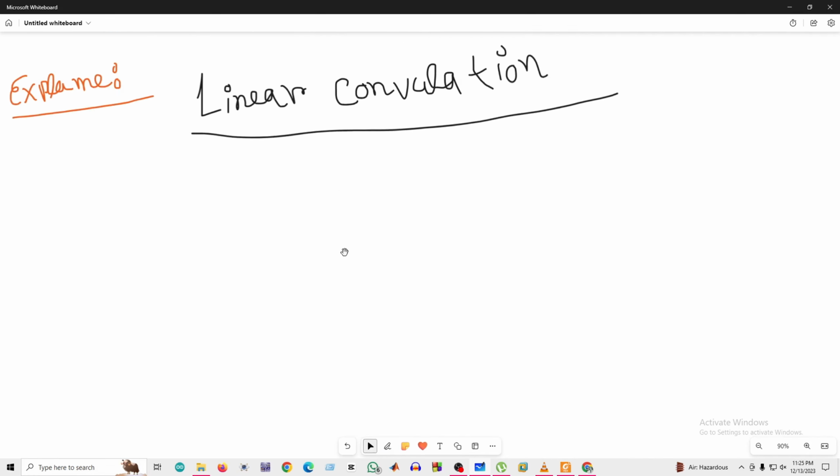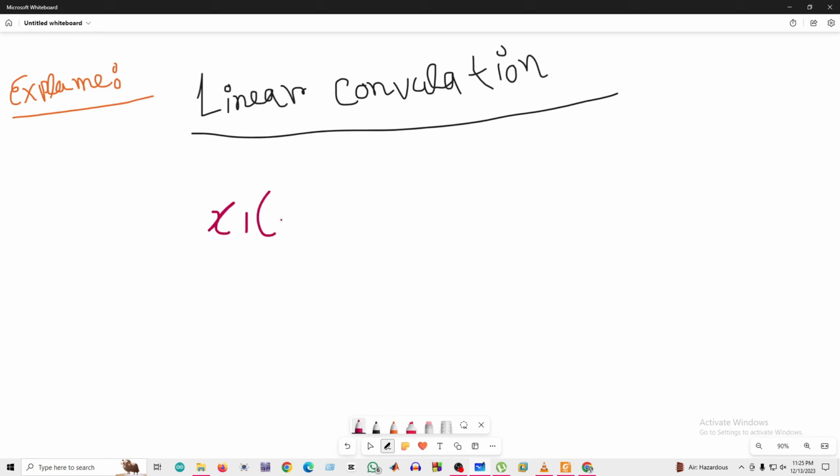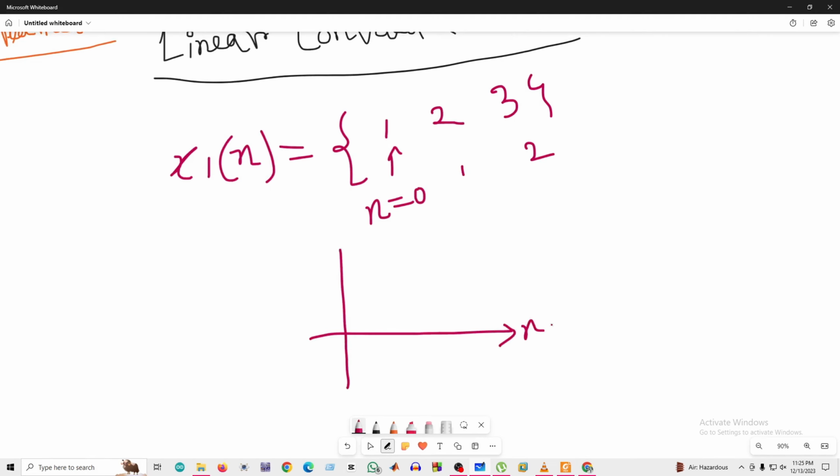So you need two signals. Let's say you have x1 of n equal to a simple signal 1, 2, and 3, right? The underline means that this is your index n equal to 0. So you have n equal to 0, then n equal to 1 and n equal to 2. If you plot the signal, this is your time index n, and this is your signal.